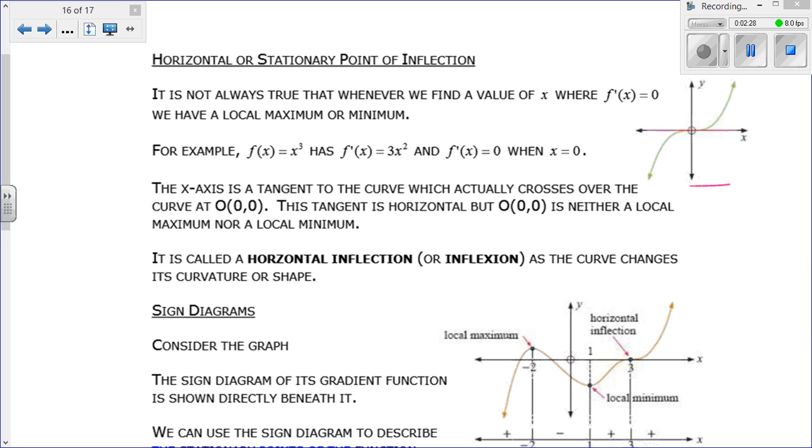The x-axis is a tangent to the curve which actually crosses over the curve at the origin 0, 0. This tangent is horizontal, but the origin 0, 0 is neither a local maximum nor a local minimum. It is called a horizontal inflection or inflection as the curve changes its curvature or shape. Okay, so as you're coming along here, it kind of changes how it's curving. Therefore, this is not an actual turning point. It's not a minimum or maximum. It is a point of inflection where it changes curvature.